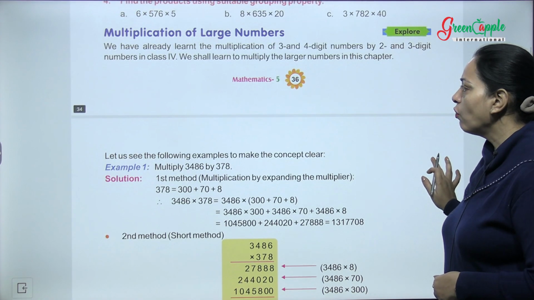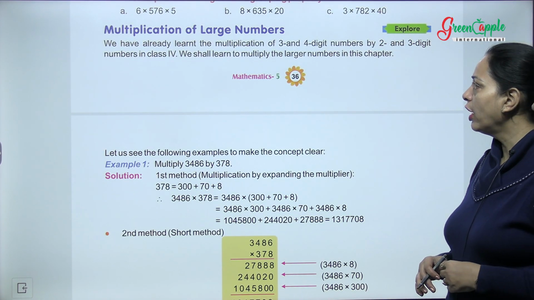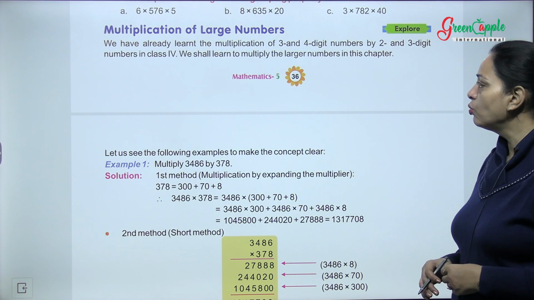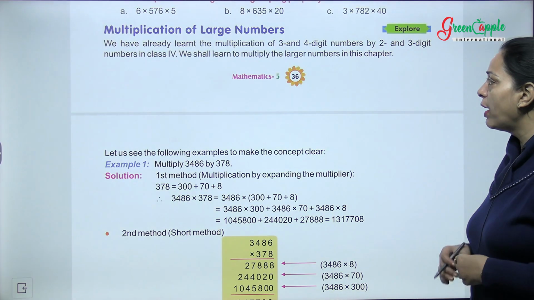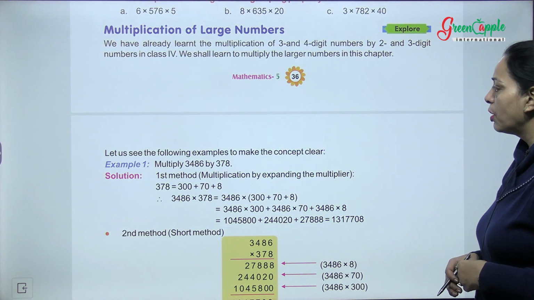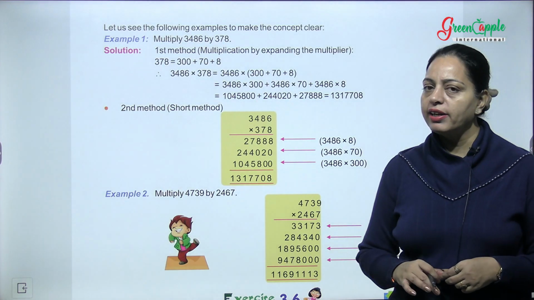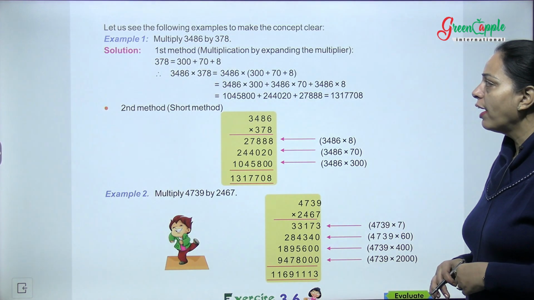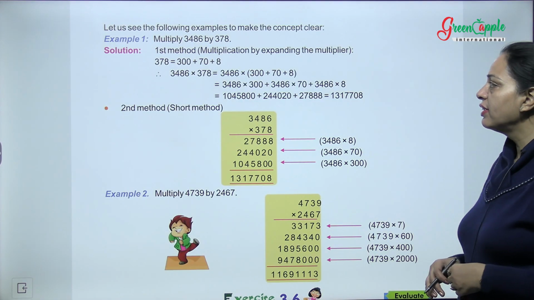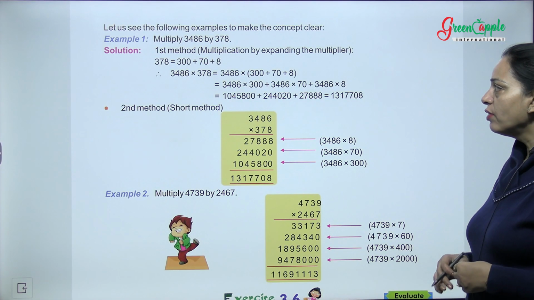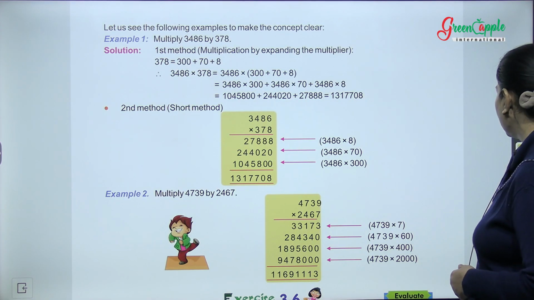Now multiplication of large numbers. We have already learned the multiplication of 3 and 4 digit numbers by 2 and 3 digit numbers in class 4. Now we shall learn to multiply the larger numbers in this chapter. Let us see the following examples to make the concept clear. Example 1. Multiply 3486 by 378. The first method is multiplication by expanding the multiplier.